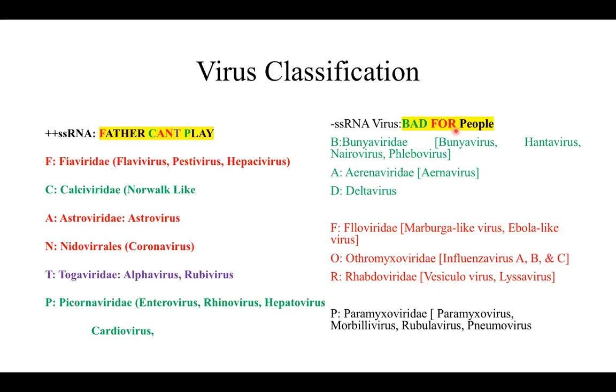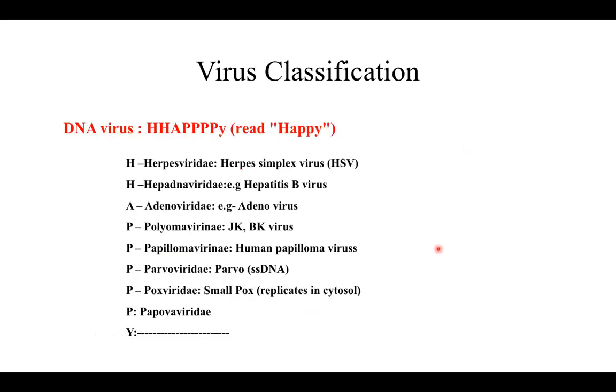And P, the initial letter of people, stands for the paramyxoviridae, that is parainfluenza virus, rubulavirus, pneumovirus. Now, in order to memorize the names of DNA viruses, there is a mnemonic, "HHAPPPY."